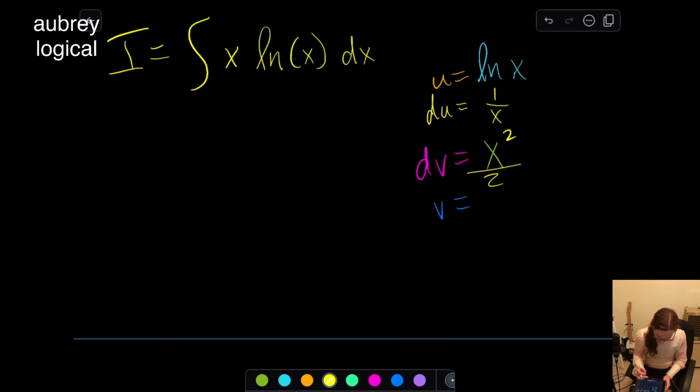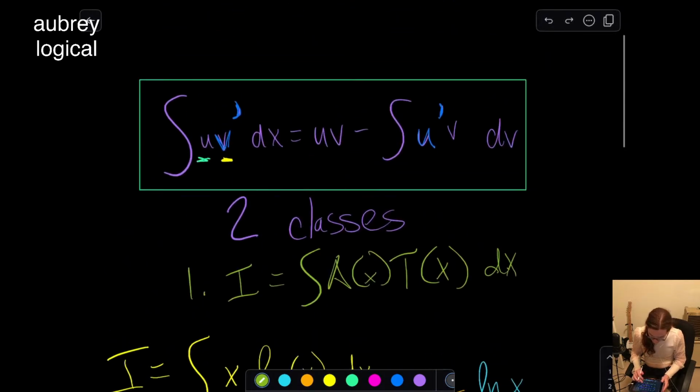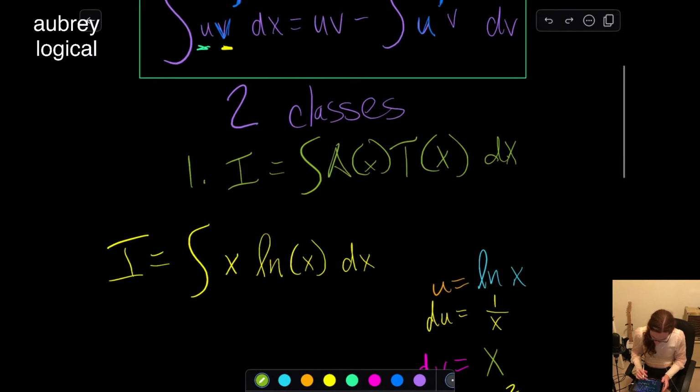Okay, so let me write that in the right spot. So x squared divided by 2, or you could write it as 1/2 x squared. Doesn't really matter. What really matters is now we have this information we want for this formula. So let's go ahead and just plug it in.